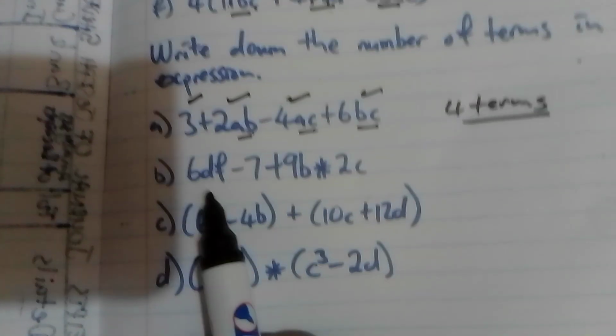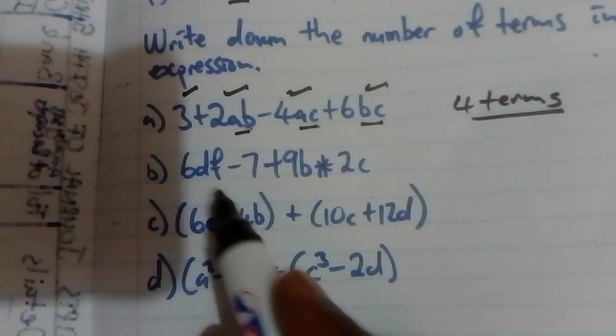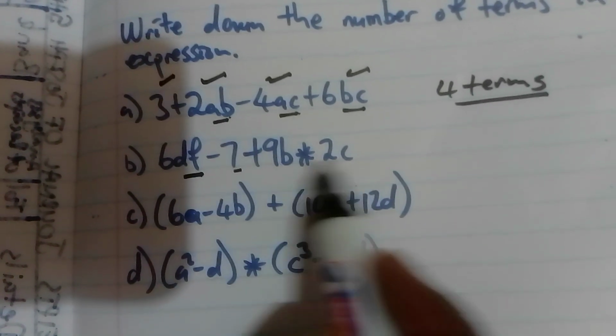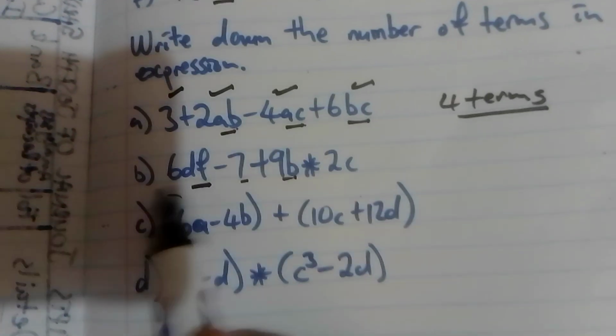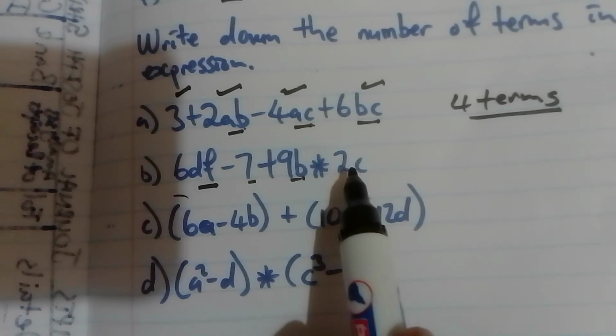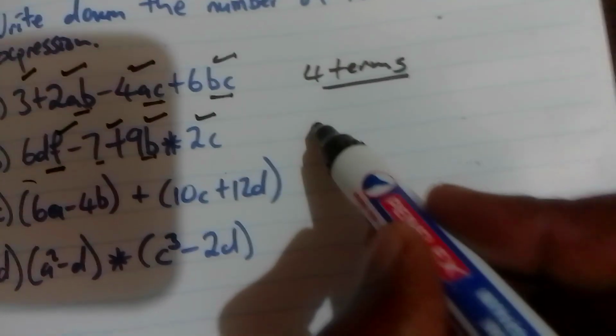Answered the question. I've got here letter B, 6DF. I now look, DF, is there another DF? No. Is there another B? No. Is there another C? No. So how many terms do I have there? These are all unlike terms. So now I say 1, 2, 3, 4. So I've got 4 terms.